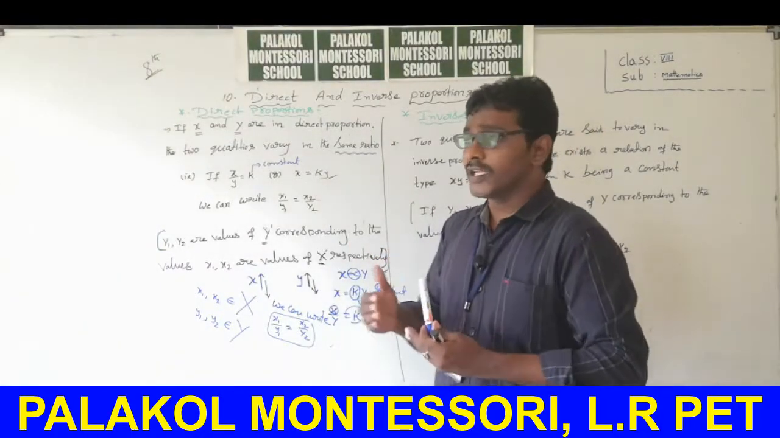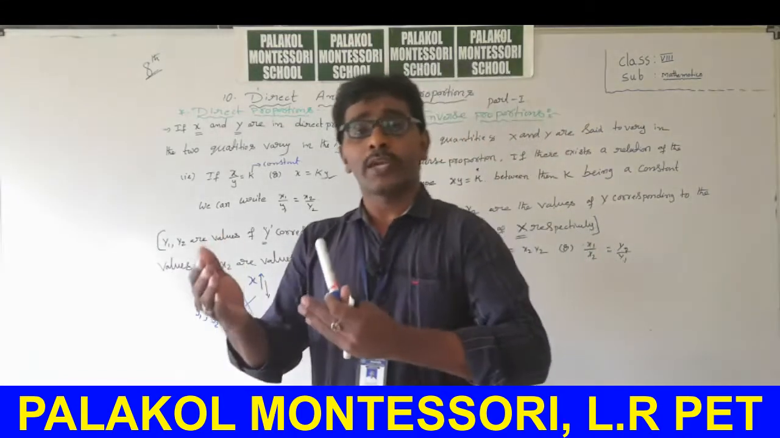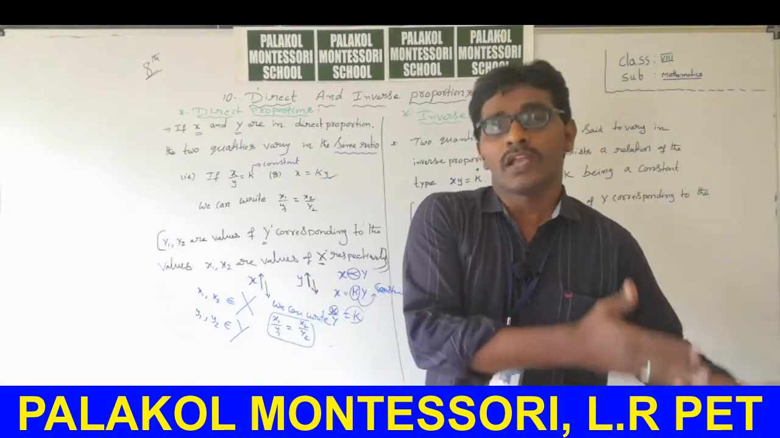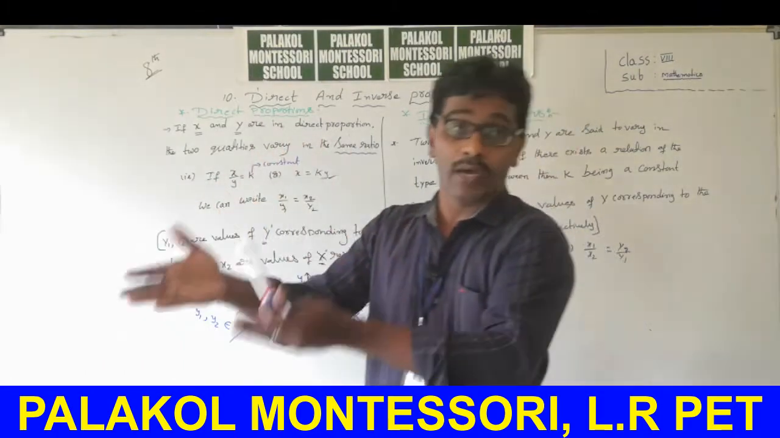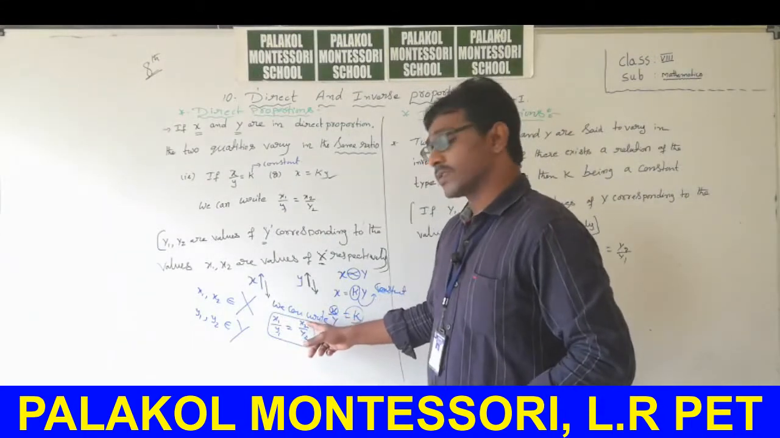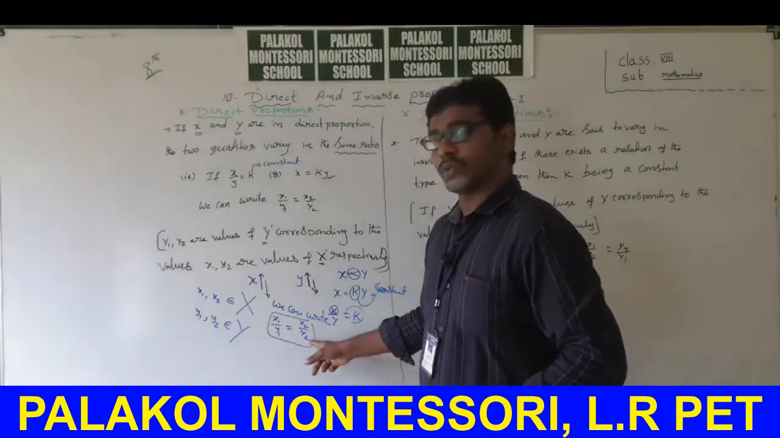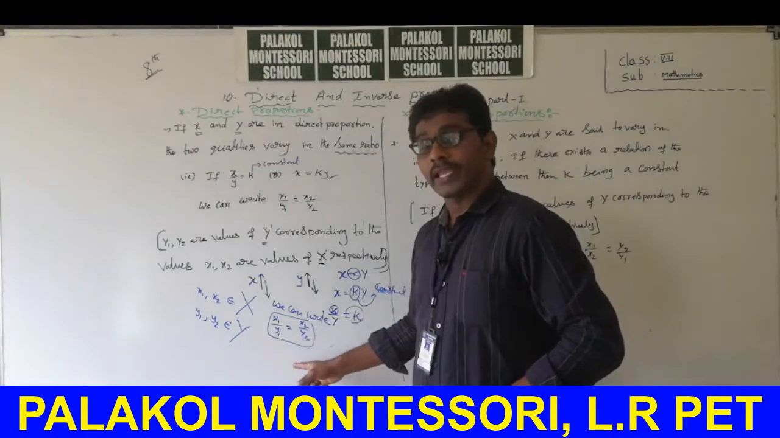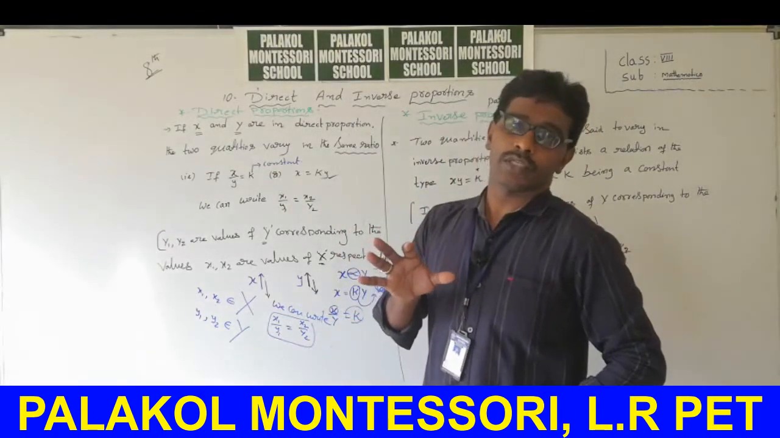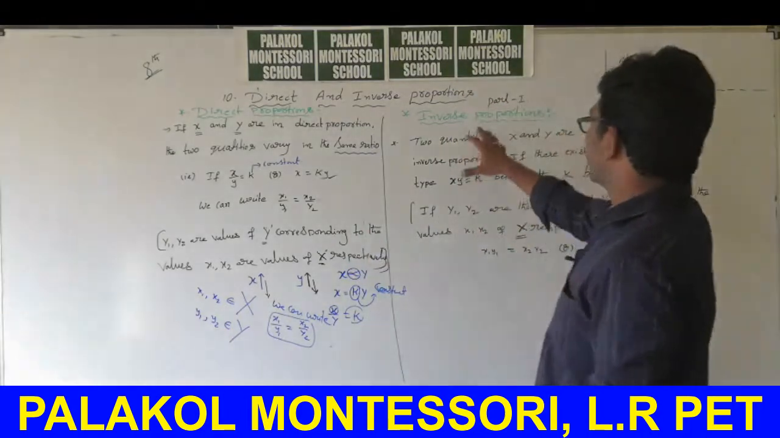Now you take two different values of x, and you take the two corresponding values y1, y2 in y. Then you can write x1 by y1 is equal to x2 by y2. This form indicates a direct proportion. Is it clear? Now come to the next point.